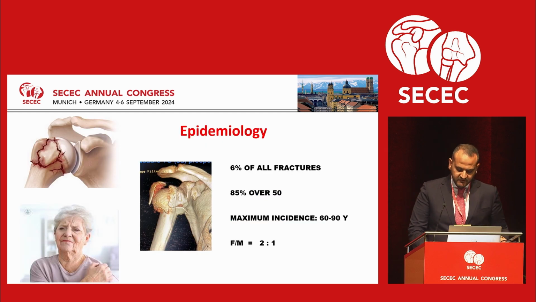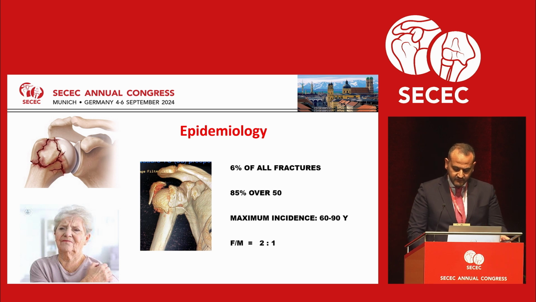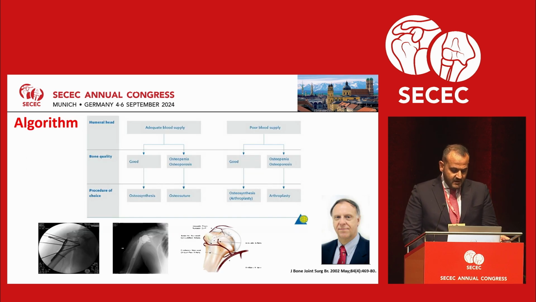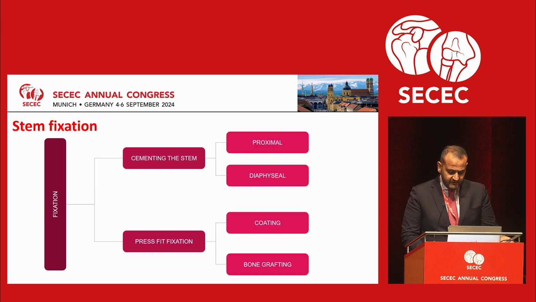Epidemiology of proximal humeral fracture: these are 6% of all fractures, with the maximum incidence between 60 and 90. The algorithm of treatment depends on bone quality, experience of the surgeon, and pattern of fracture. In 15% of cases, the high risk of necrosis leads us to perform a hemi or reverse shoulder arthroplasty.